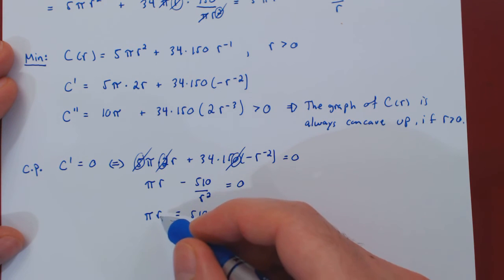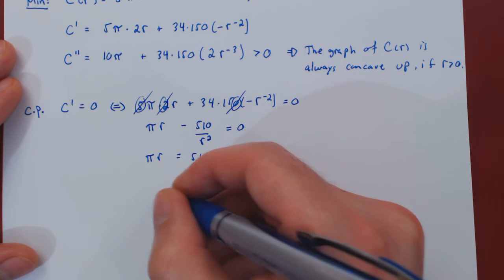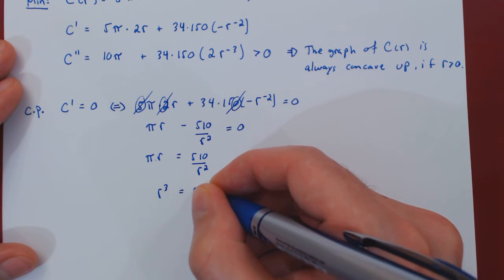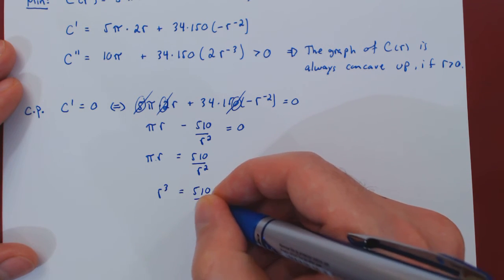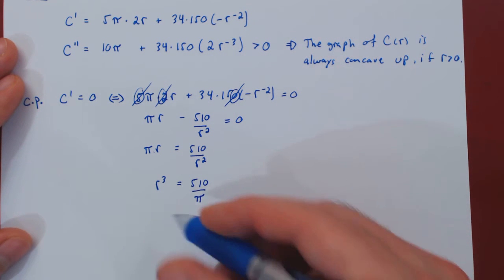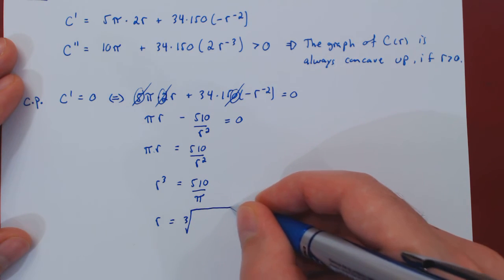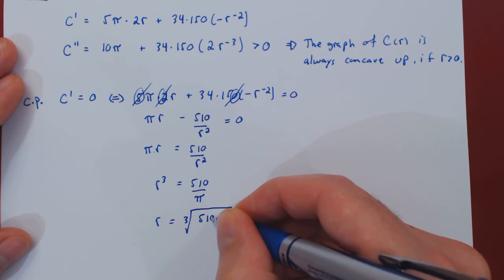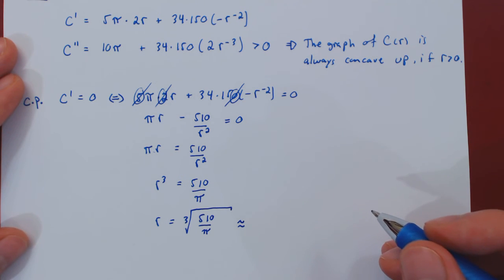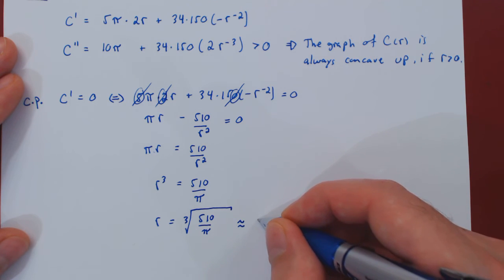I can multiply by r squared, divide by pi, which gives me that the radius cubed, right, r times r squared is r cubed, equals 510 over pi. I can solve for r by taking the cube root on both sides. So the radius must be equal to the cube root of 510 over pi, which, if you want an approximation, is approximately 5.455 meters.